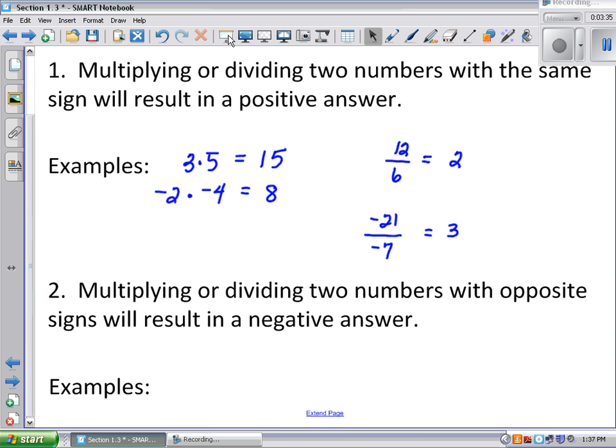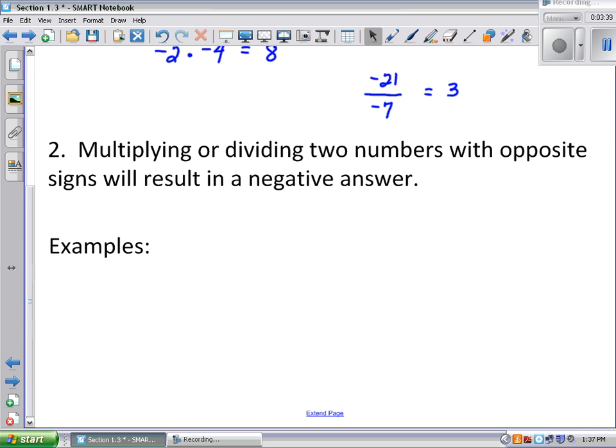When you're multiplying or dividing two numbers with opposite signs, you will get a negative answer. So some examples here. 8 times negative 2. One negative, the negative stays. 8 times 2 is 16. Or negative 1 times 7. One negative number will give me a negative answer. 1 times 7 is 7, so we get negative 7.